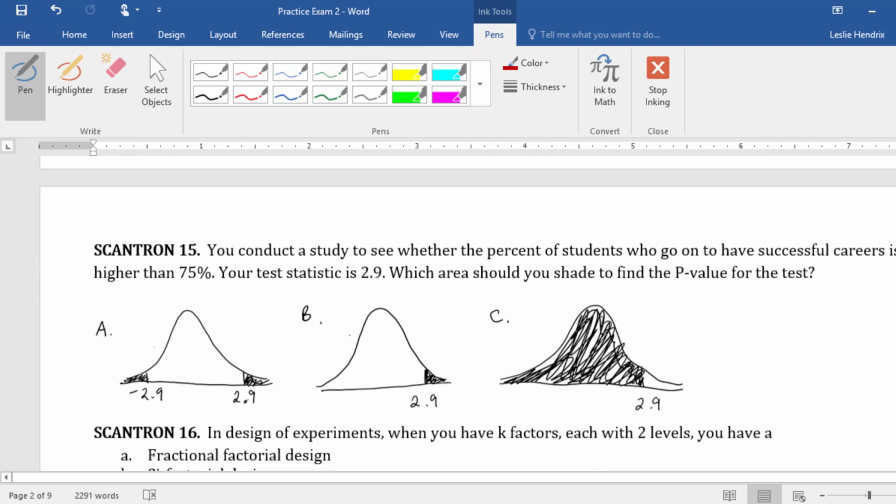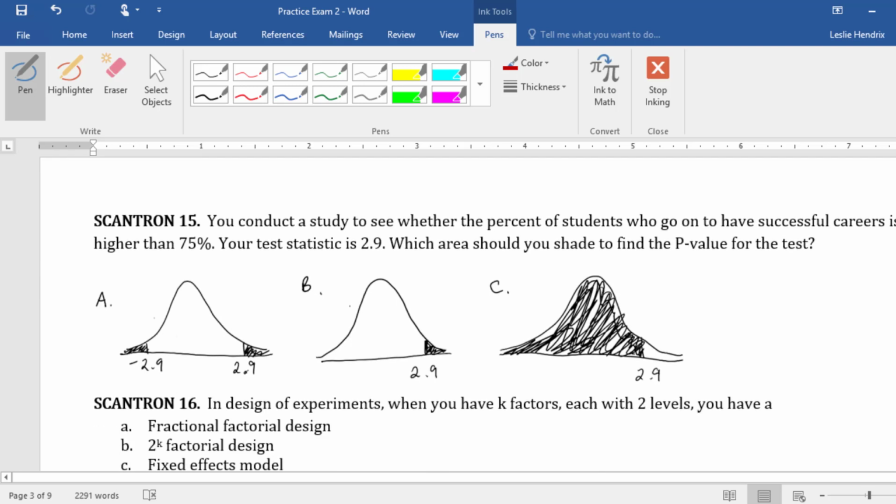All right, so if the test statistic for that test is 2.9, which area would you shade to get the p-value of the hypothesis test? Well, remember that you plunk down your test statistic and then you shade in the direction of the alternative. And the alternative is that p is greater than 0.75. And so you're going to shade the area to the right of the test statistic. So B is the answer.